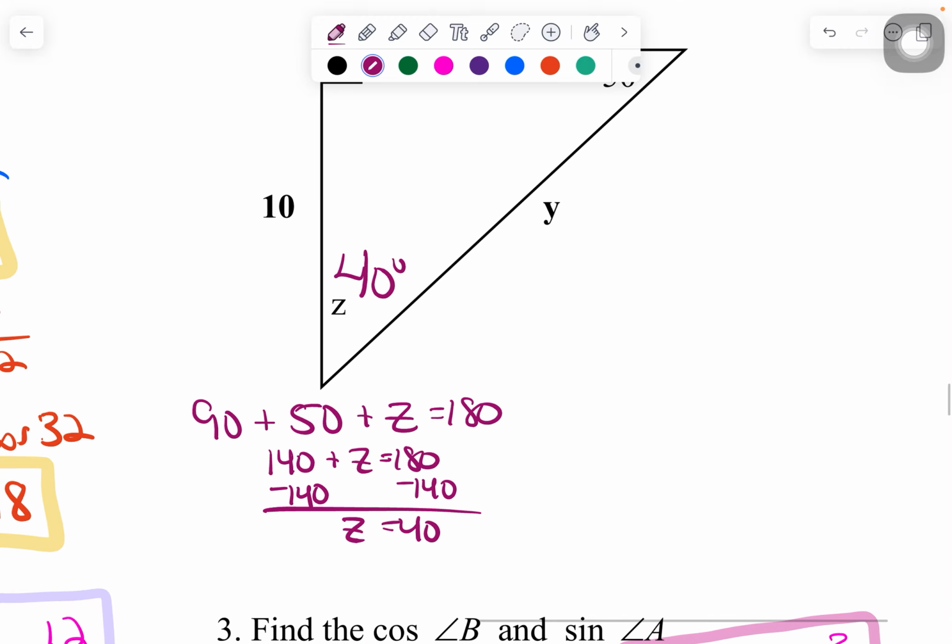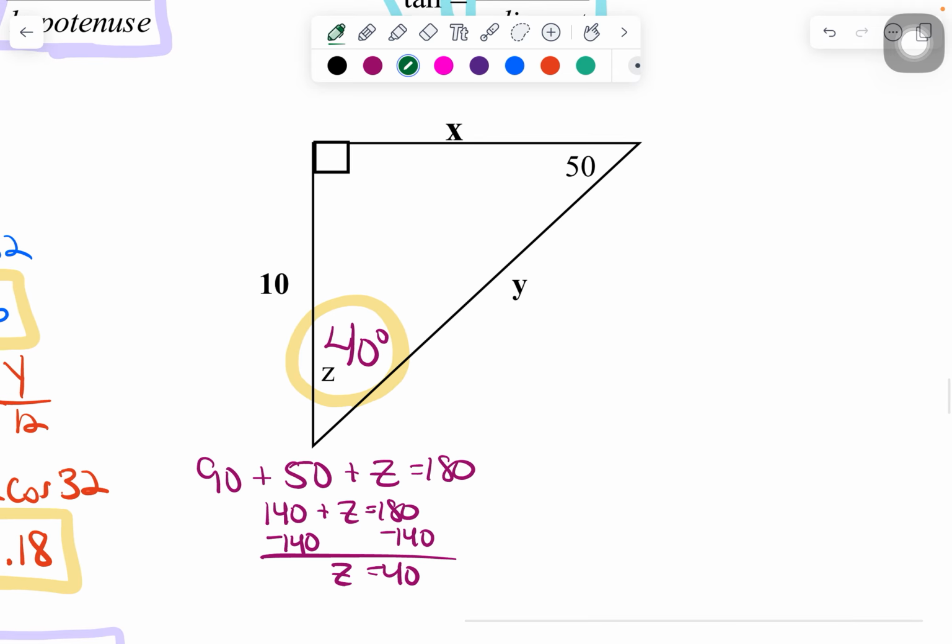All right, so 40 degrees, that is absolutely one of my answers. So I'm going to go ahead and put a box around it already. Now, with this particular problem, it's not going to matter whether I work with the 50 or the 40. I'll go ahead and work with the 50 because it was the one I was given. I mean, there's no real other reason to it than that.